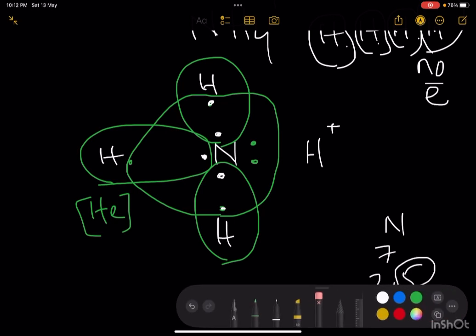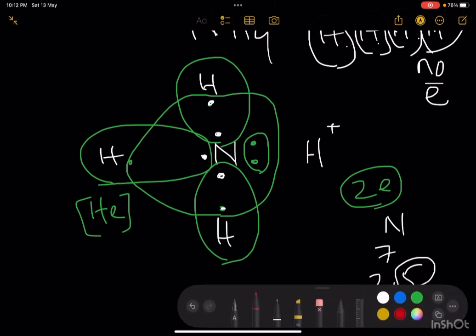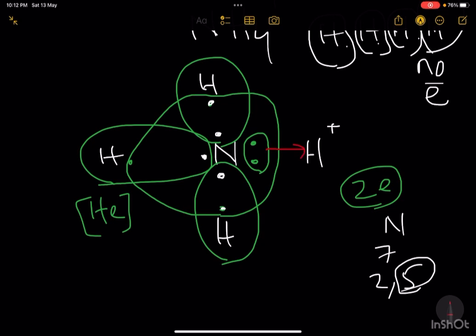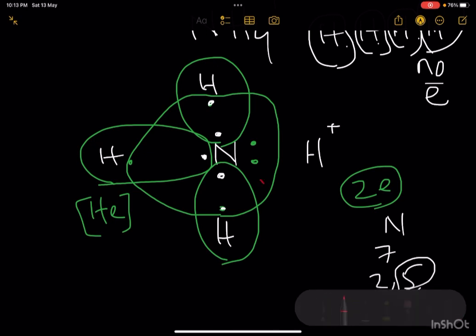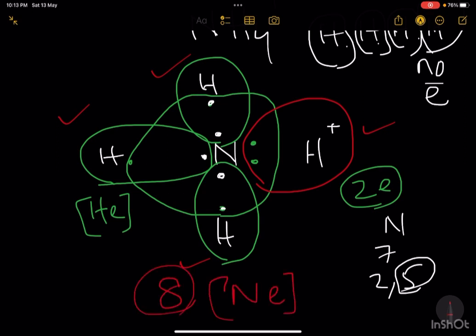But this H plus has no electron, and it needs 2 electrons to attain duplet. So this pair of electrons of this nitrogen is given to H plus to attain duplet. Let me rub this arrow mark. Now this hydrogen plus has 2 electrons, and the nitrogen atom at the center has 8 electrons, attains octet, the configuration of neon.